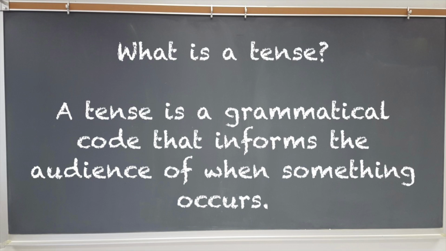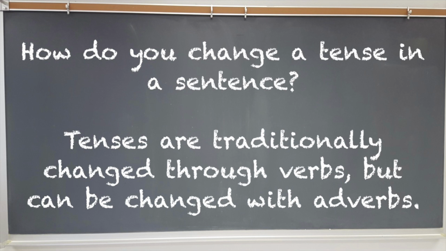A tense is a grammatical code. This tells us when something occurs, whether it is occurring currently, or it has already occurred, or it will occur in the future. Traditionally, tenses are illustrated through verbs. There are also ways to use other words other than verbs to indicate when something is happening and change the tense without actually changing the tense of the verb.